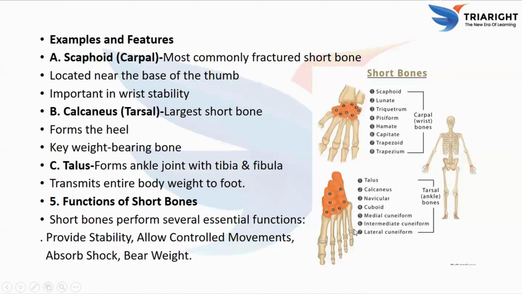Remember that long bones allow large movements, whereas short bones always allow small precise movements. They also absorb the shock. They help to absorb the impact when you walk, jump, or run, acting like shock absorbers. Next, bear weight. Especially in the ankle region, these short bones carry a lot of body weight. So this is about the short bones.